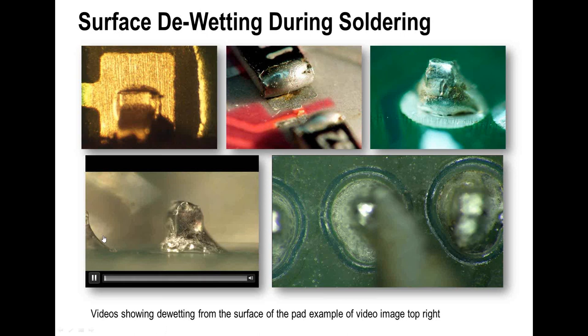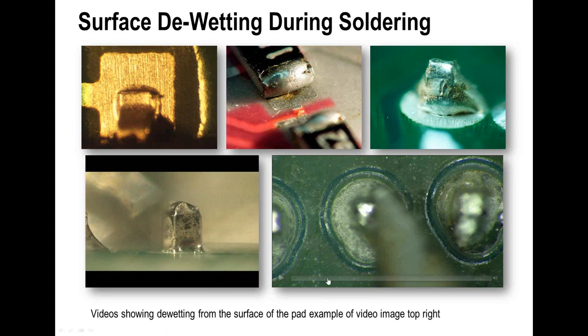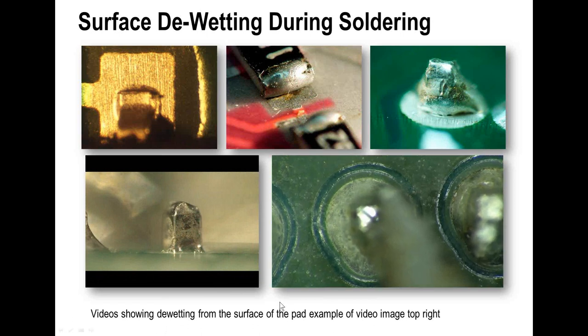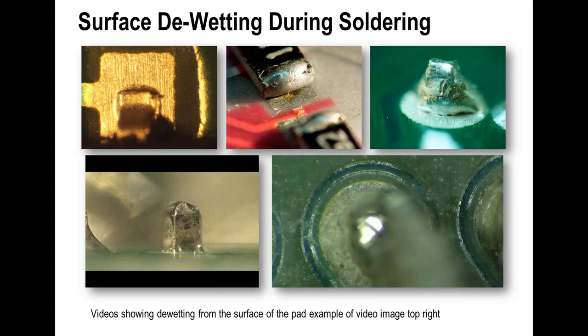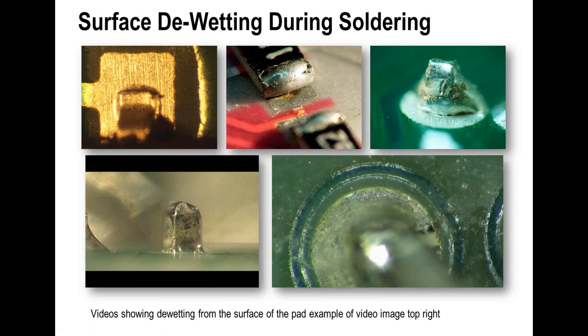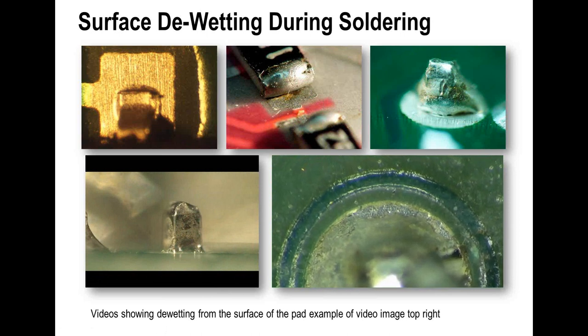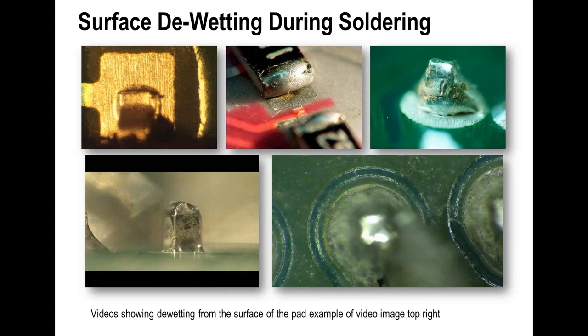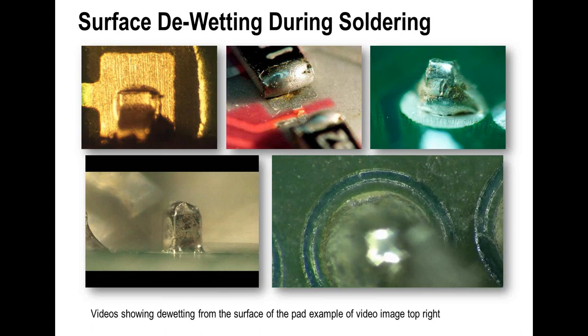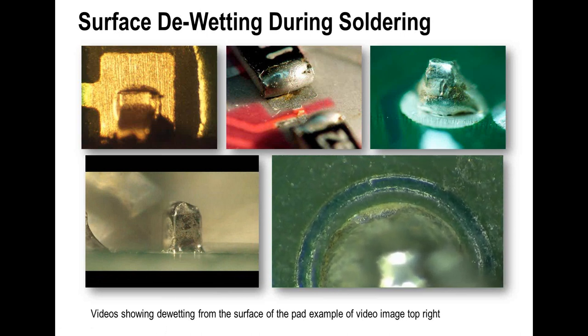Now, the two videos I want to show you are classic examples of de-wetting. This is one on the left-hand side where you can see a solder joint, and all I'm doing is reflowing the solder again. And you can see how the solder pulls back from the pad to the pin. And it's de-wet from the surface, much like the photograph you see top right on this slide. The second video clip, I'm just reflowing a through-hole joint, which is suffering from a thing we refer to as black tar. And as you can see, when I reflow the solder joint again, the solder is de-wetting from the surface of the pad.